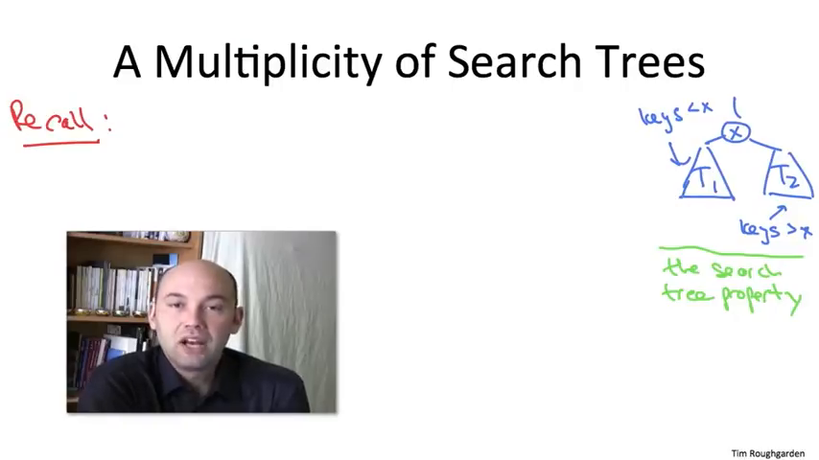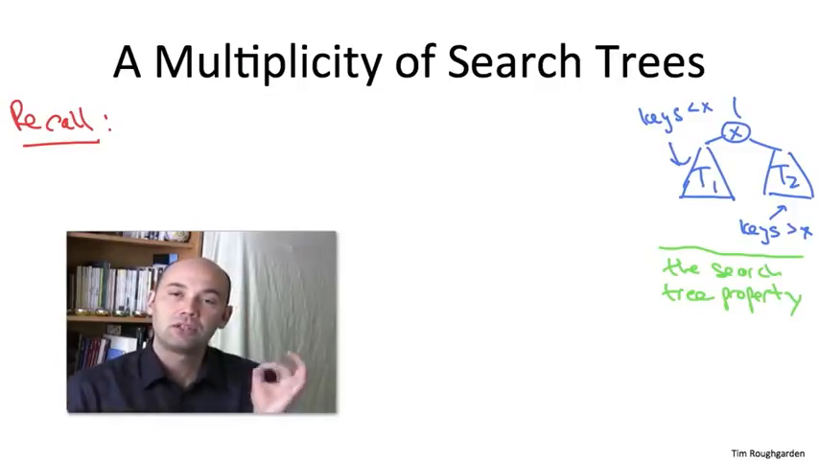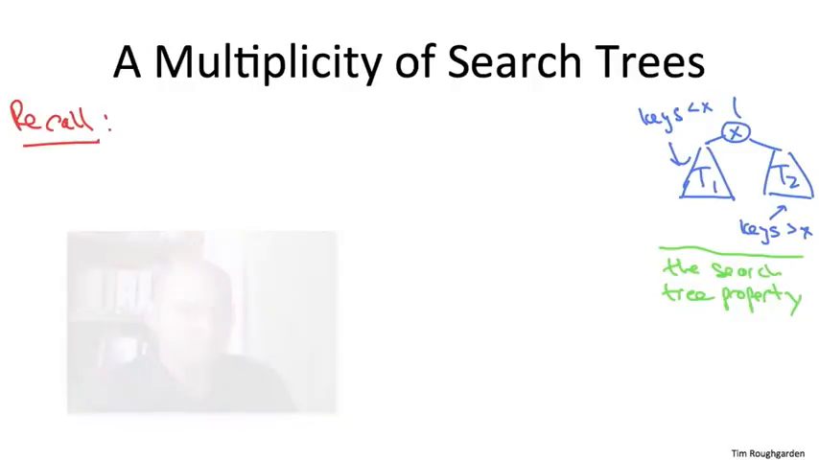So search trees contain objects. Each object has a key drawn from some totally ordered set. And the search tree property states that at each node of a search tree, say it contains some object with a key with value x, it better be the case that everything in the left subtree of that node has keys less than x, and everything in the right subtree under the node with key x has to have keys bigger than x. So that has to be true simultaneously at every single node of a search tree.